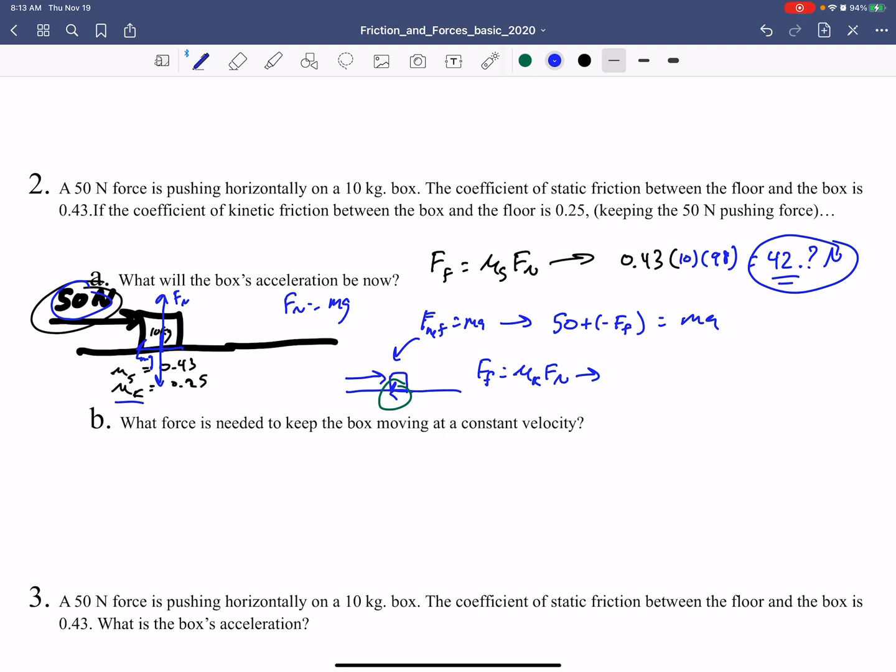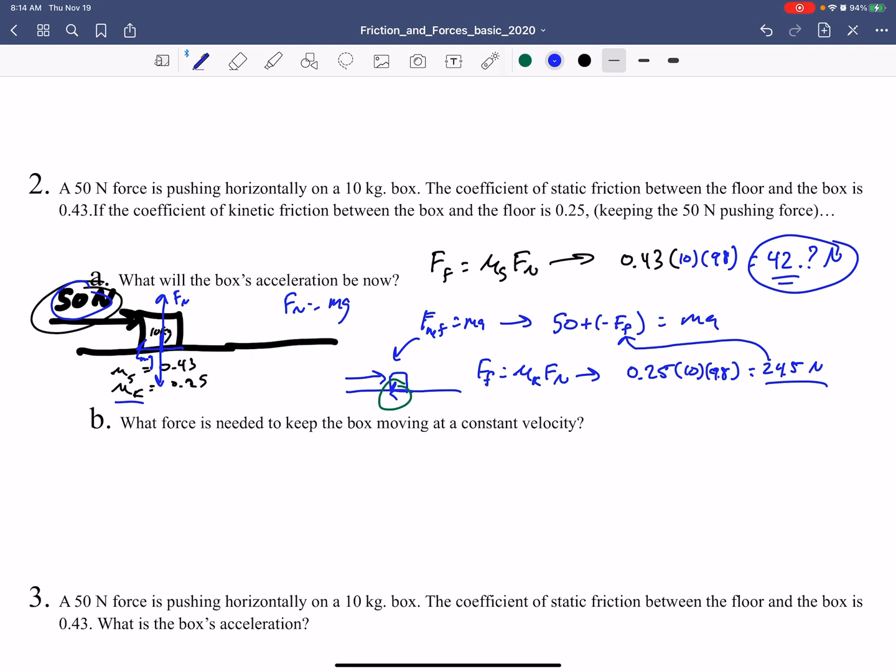So the frictional force is going to be 0.25 times m times g, for the same reason I mentioned before, that the normal force is mg on a flat surface. So 0.25 times 10 times 9.8, 24.5. Okay, now we're on to something. Remember, this number is the frictional force.